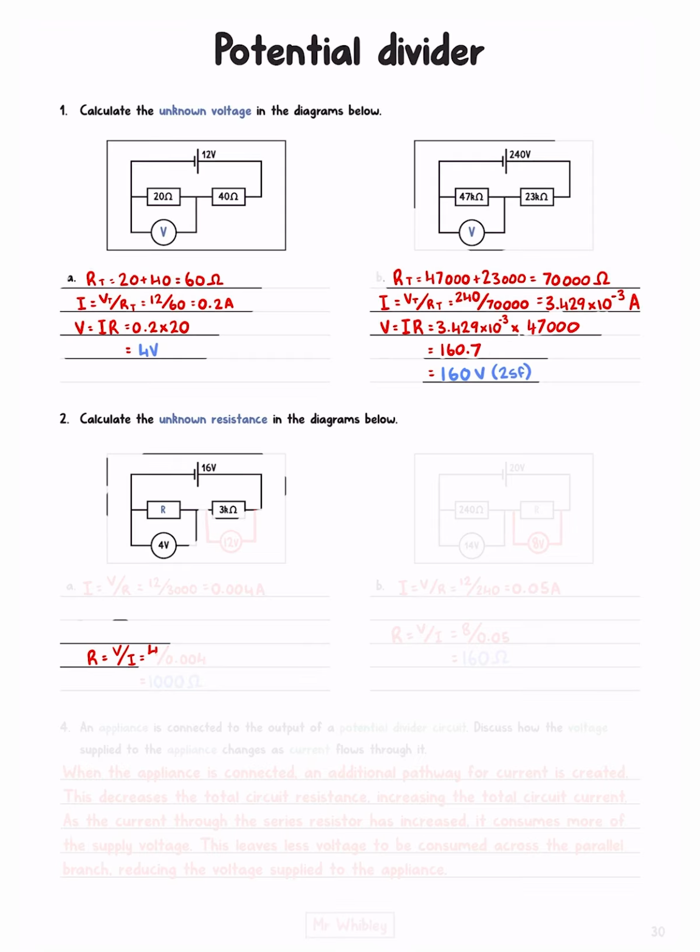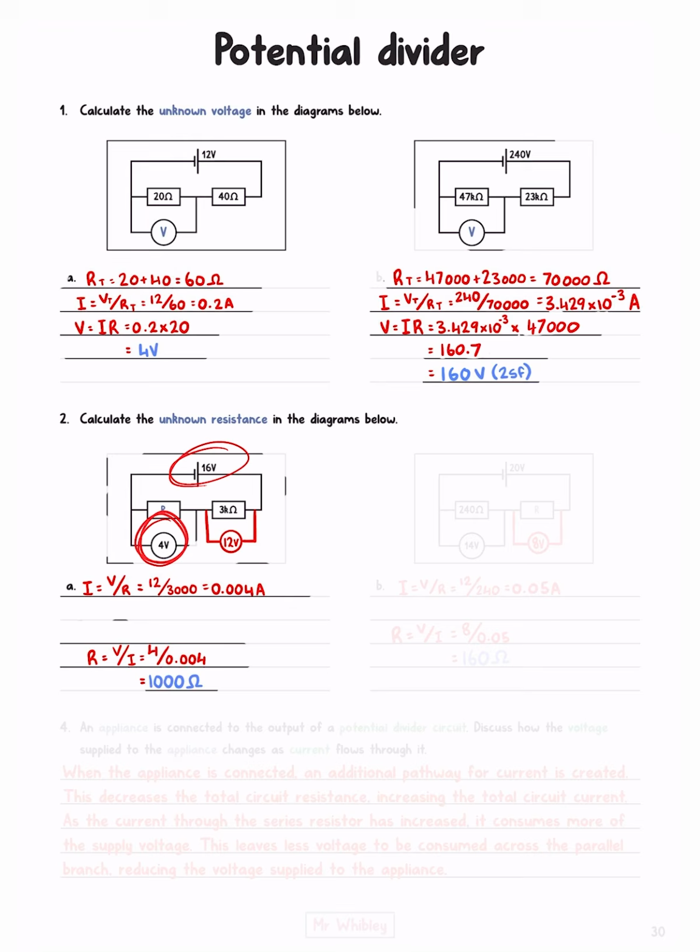Knowing that, we can determine the current flowing through our 3 kilo ohm resistor. We can use the fact that I is V over R, where we know the resistance, and we can easily figure out the voltage because the total circuit voltage is 16 volts, and we know that 4 of that drops over the other resistor. What's left must be 12 volts, and so the voltage across this resistor is 12 volts, which gives us 0.004 amps. Putting that into our resistance equation gives me 1000 ohms.